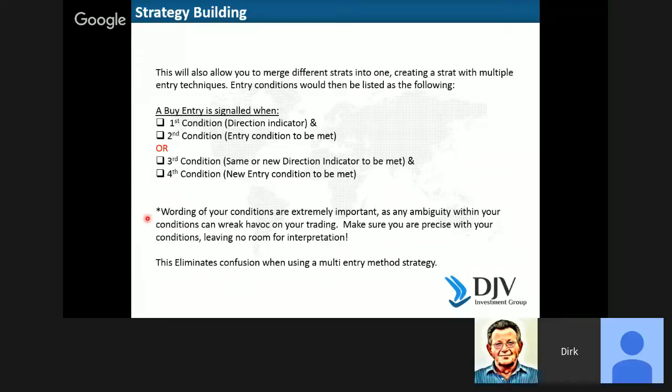Remember, wording of your conditions is going to be extremely important, as any ambiguity within your conditions can wreak havoc on your trading. Be careful of having something that is too open-ended. Make sure you are precise with your conditions, leaving no room for interpretation, because then you basically become a gambler. You're going to be guessing, predicting what's going to happen, and we don't want that. We know that doesn't work. Like I said, guys, this eliminates the confusion when using a multi-entry method strategy.